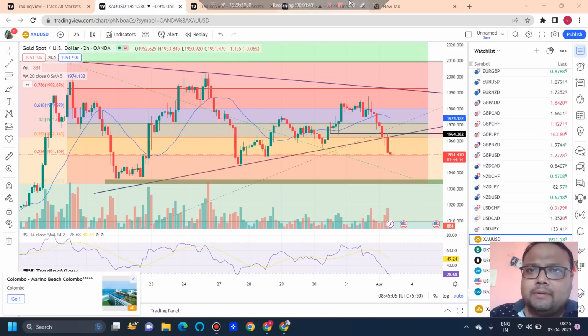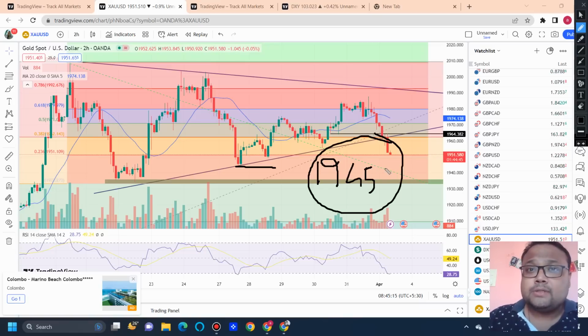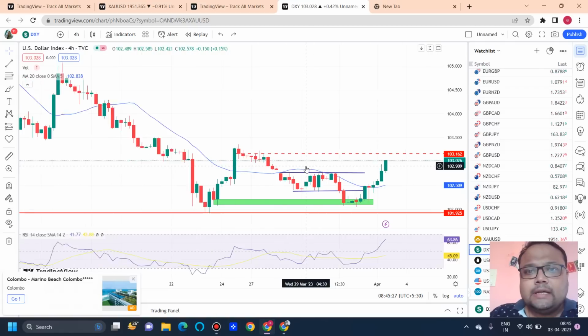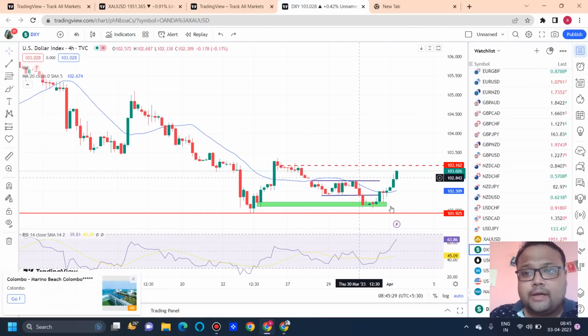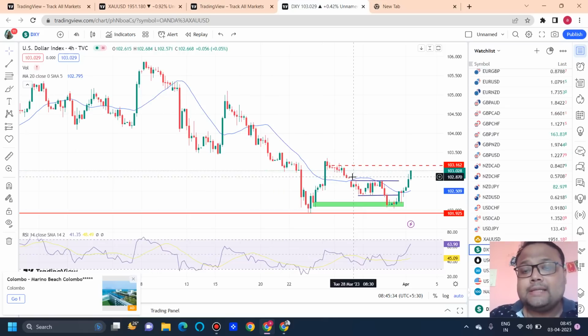You may get a minor bounce around 1945 level. Okay, I mentioned on Saturday about this level. Around 1945 you can get a minor bounce, a minor pullback of, let's say, 40 pips, 50 pips. But in this market condition, because of the news, further downside is very much possible. If we look at the chart of DXY, then you can see that DXY is extremely bullish right now because of the ongoing market sentiment.